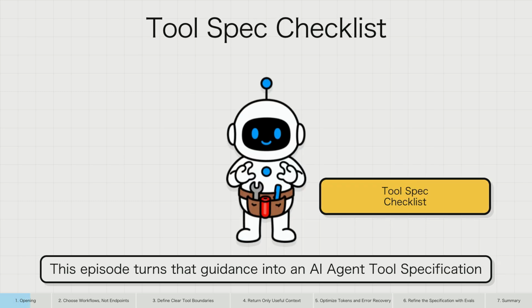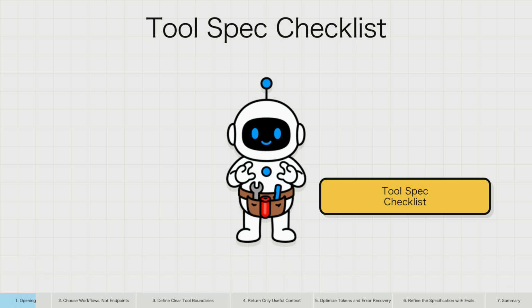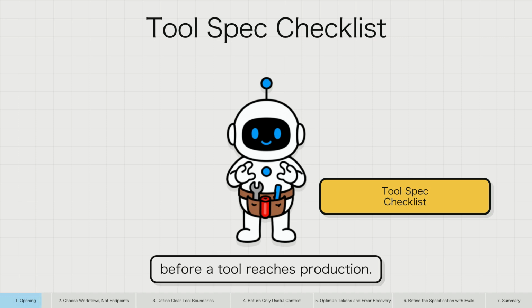This episode turns that guidance into an AI agent tool specification checklist. You can use it to review purpose, inputs, outputs, recovery, and evaluation before a tool reaches production.